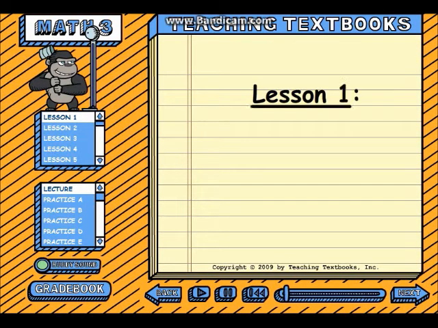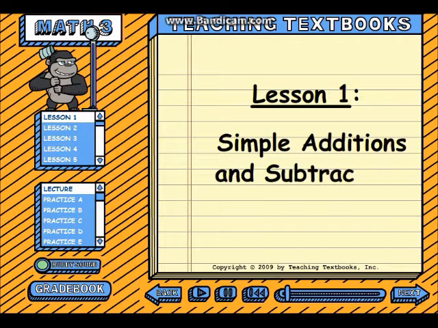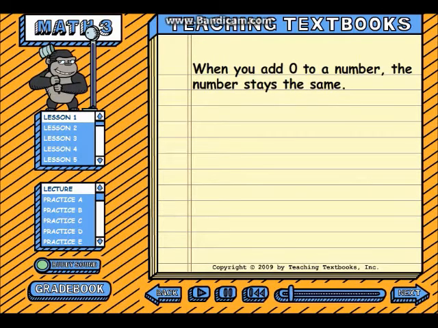Lesson 1. Simple additions and subtractions. You may already know that when you add 0 to a number, the number stays the same. See, here's 4 plus 0. And this just equals 4. Why don't you do 1? What's 8 plus 0?